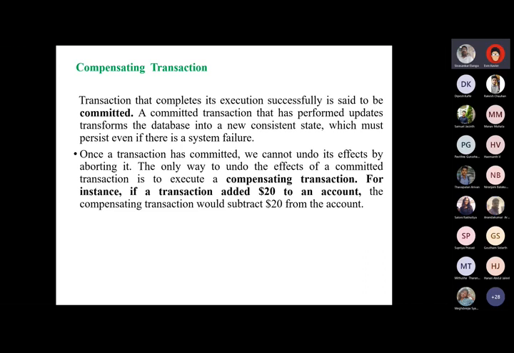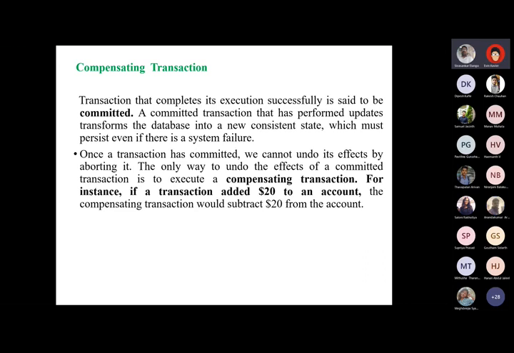Now let us study something about compensating transactions. When a transaction execution completes successfully, it is settled in a committed state. A committed transaction that has performed updates transforms the database into a new consistent state, which must persist even if there is a system failure.